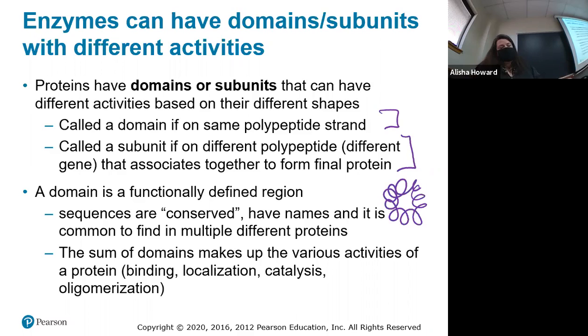The sum of the domains makes up the various activities of the protein. You can have a binding domain, for instance, a localization domain. You can have a domain that tells it to go out to the cytoplasm. You can have a domain that tells it to go outside the cell. You can have a domain that tells it to go into the nucleus after it's made from the ribosome. So it's not normally in the nucleus.